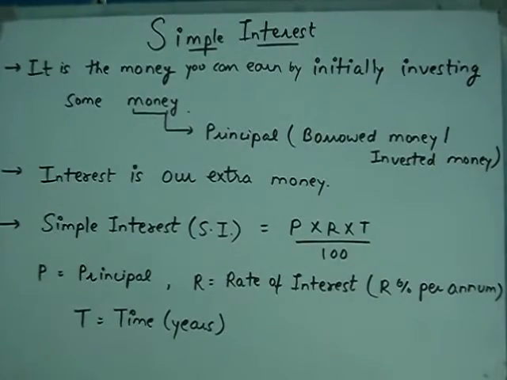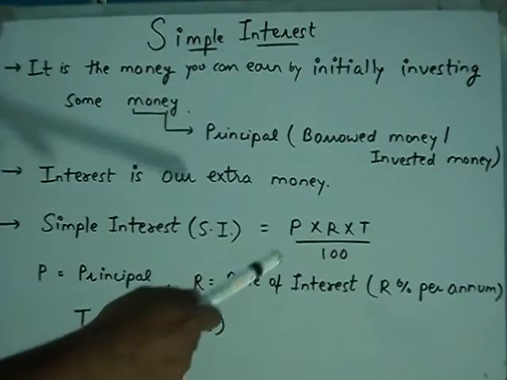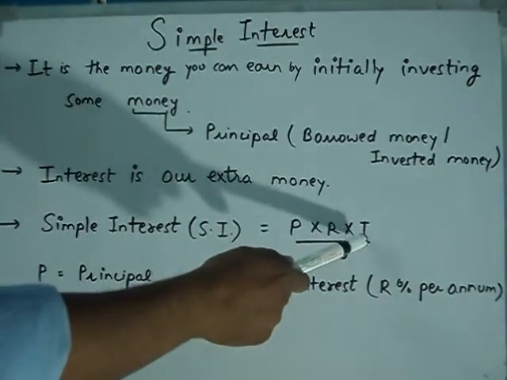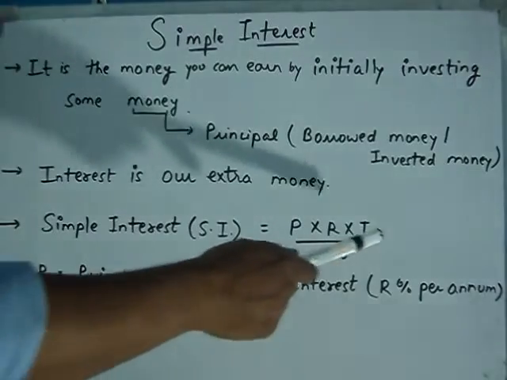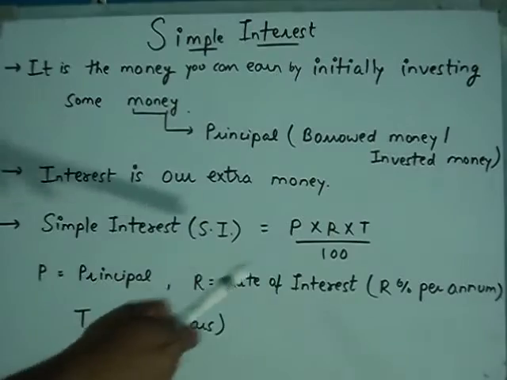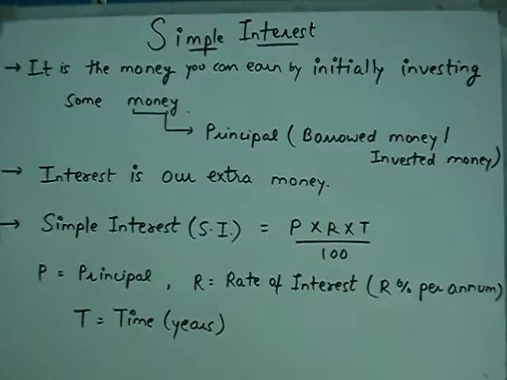What is simple interest? It is the ratio of the product of principal, rate of interest and time divided by 100. Here P is the principal, R is the rate of interest in percentage per annum, and T is the time in year.